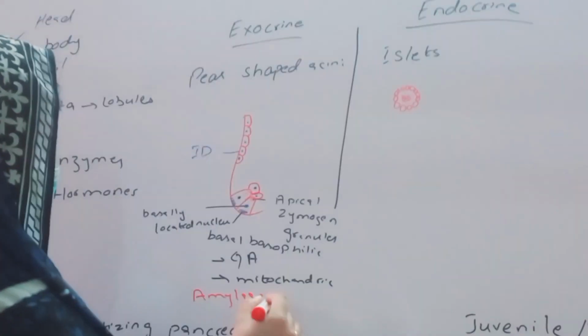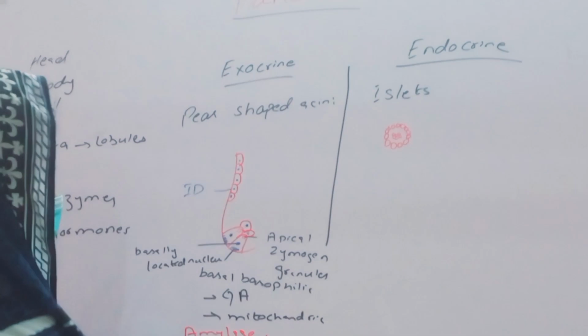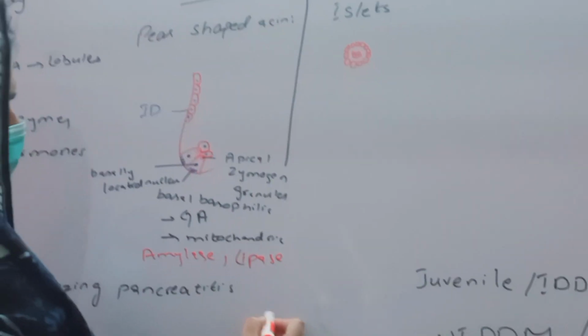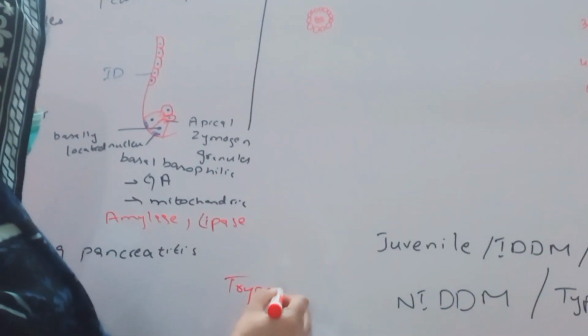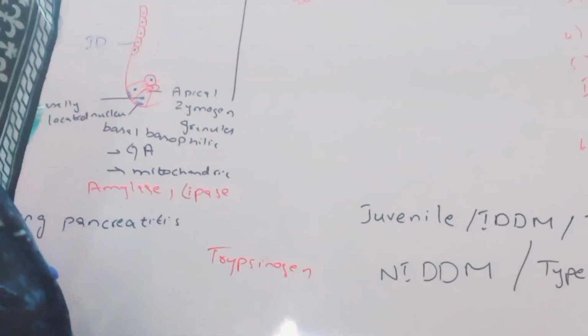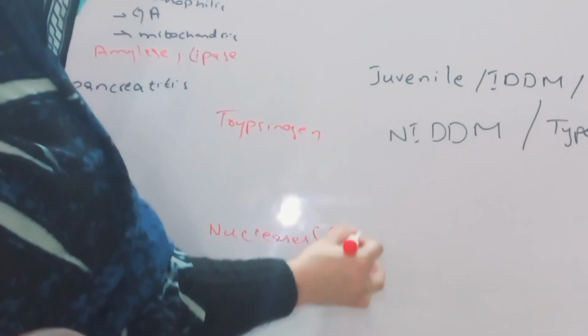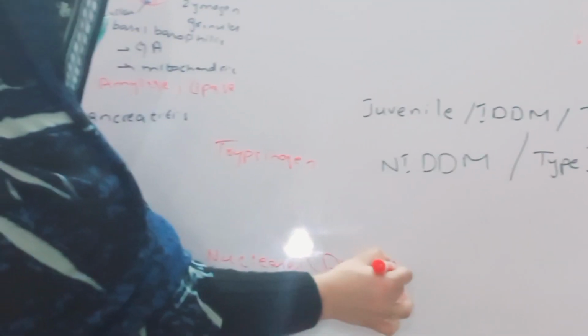Amylase, these are the secretions of the exocrine portion. Then we have lipase for the digestion of lipids. Then we have trypsinogen. And then we have the nucleases. Nucleases are further divided into DNases and RNases.